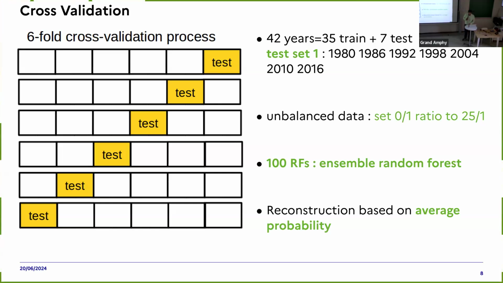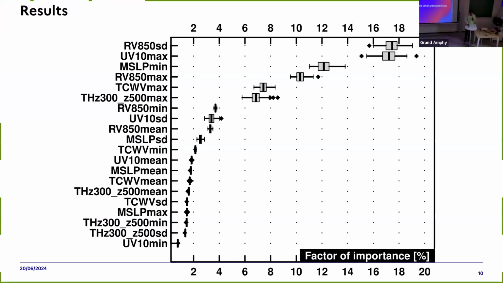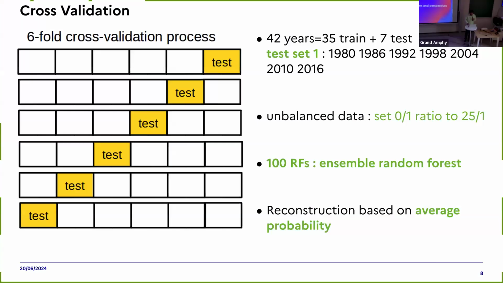The reconstruction is based on the average probability I got from the 100 random forests. I define it as a cyclone if the probability is above 0.5. I say it's a cyclone for now; maybe we can choose a different threshold for that.